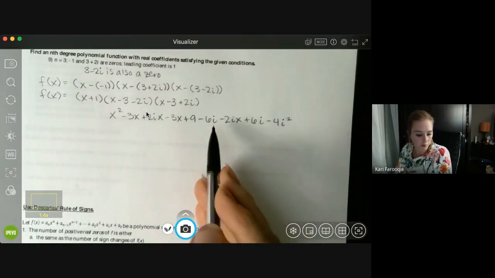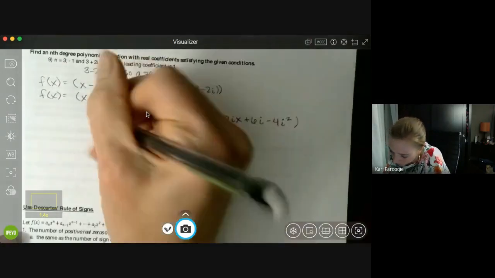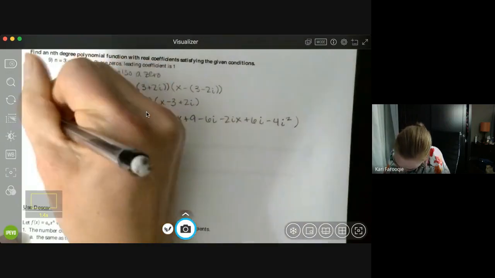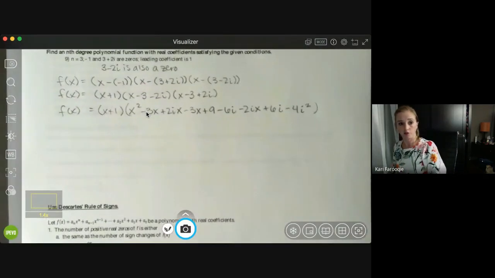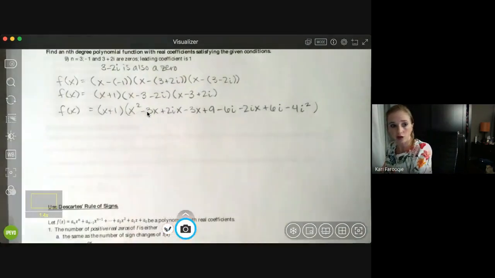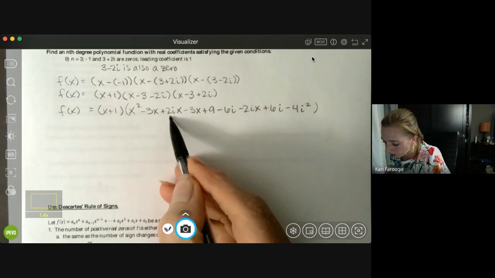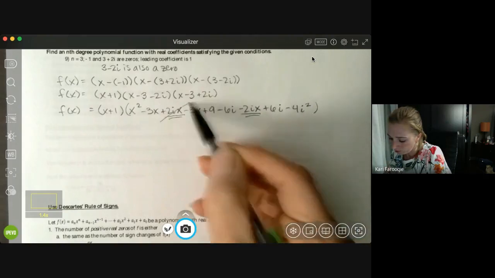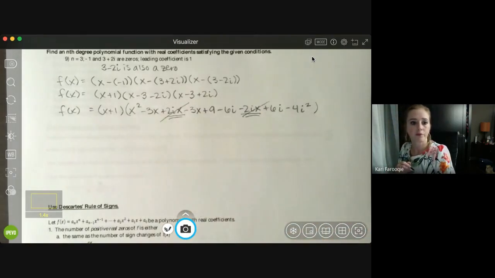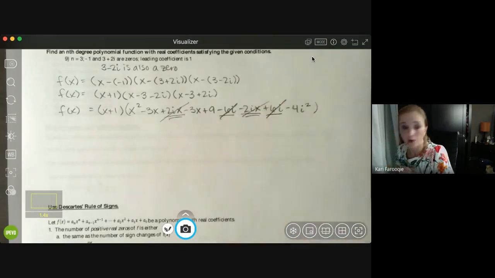And then don't lose anything. Now, the nice thing is because these are complex conjugates, you're going to have these i terms that are going to cancel out. So 2ix and negative 2ix, those are additive inverses. They're going to go. And you're also going to see that same behavior with the positive 6i and the negative 6i. Those are gone.